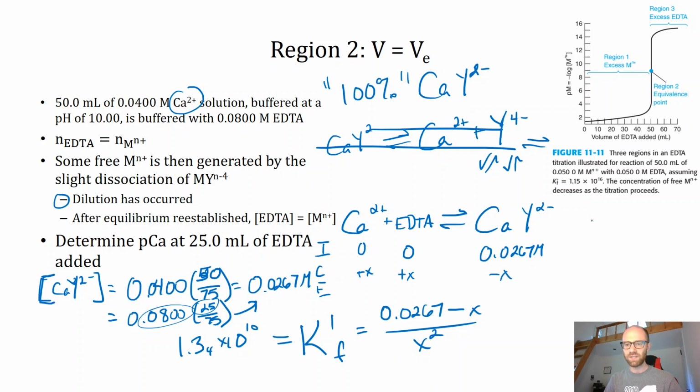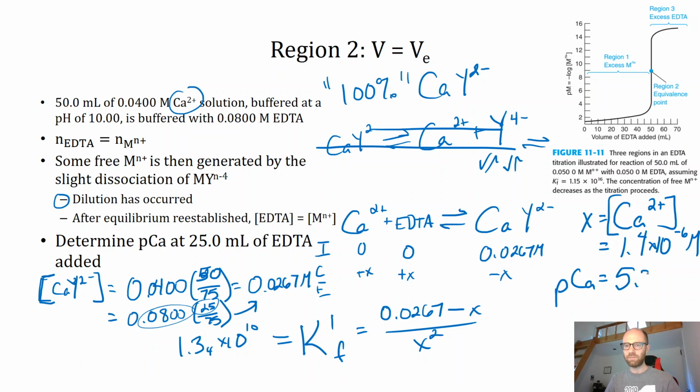Now going through all of this, we're going to get X, which is equal to the calcium ion concentration, is equal to 1.4 times 10 to the minus 6 molar. And then your pCa value for this is going to be 5.85. Now, this is obviously not 7, and you would consider it acidic if we were talking pH, but we're not, and that's the important thing to remember.